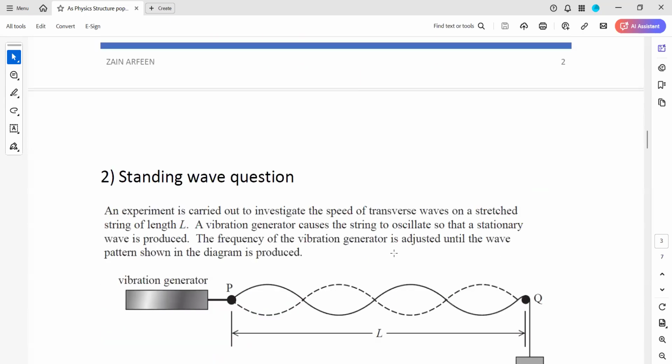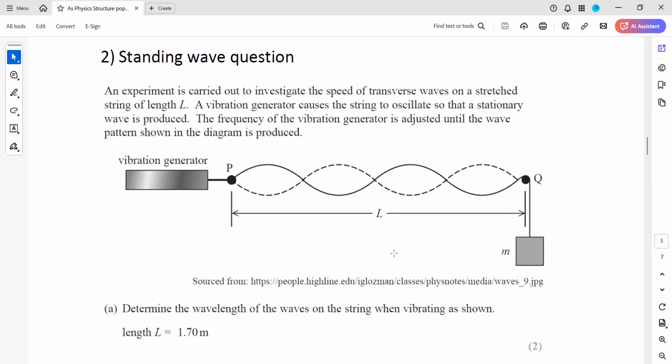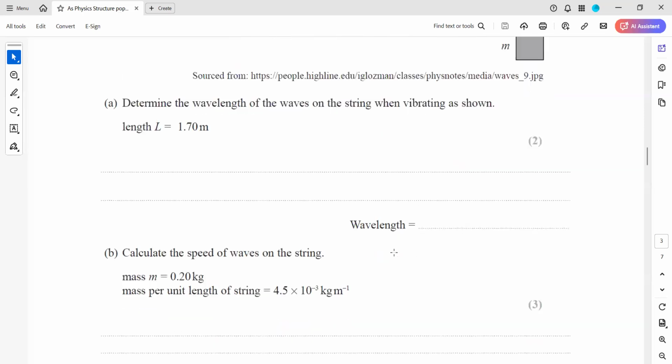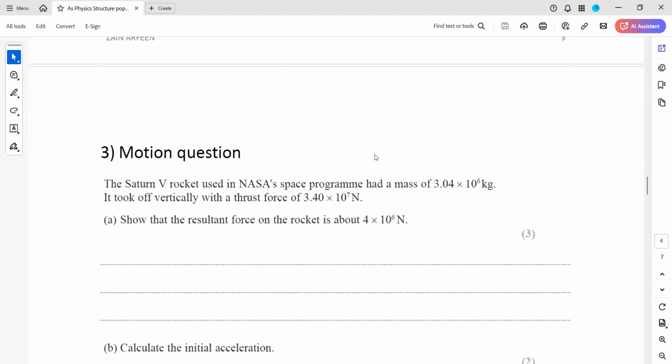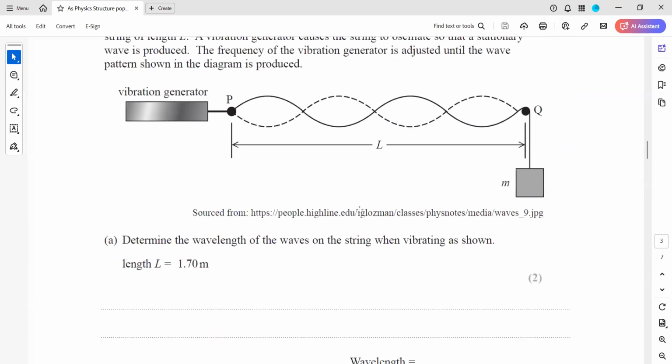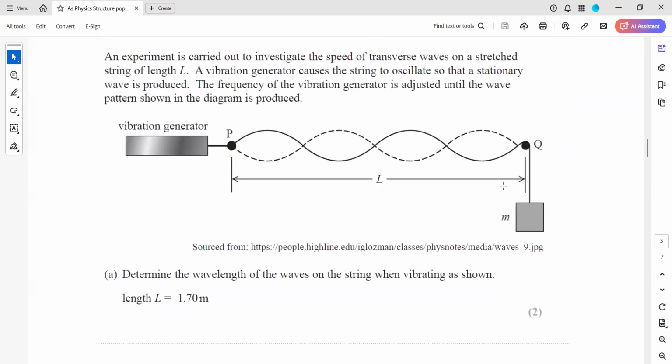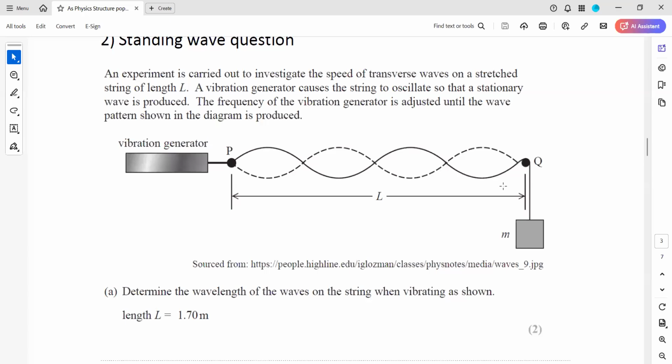Question 2 is related to standing wave. Determine the wavelength of a wave on the string when it is vibrating as shown. When it is producing a standing wave, we have a node here. This is also a node, this is also a node, this is also a node, and this is also a node. What is this distance in terms of the wavelength?